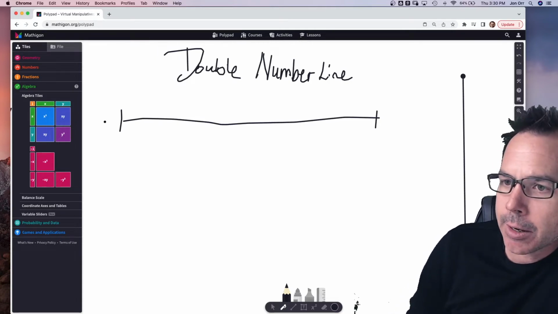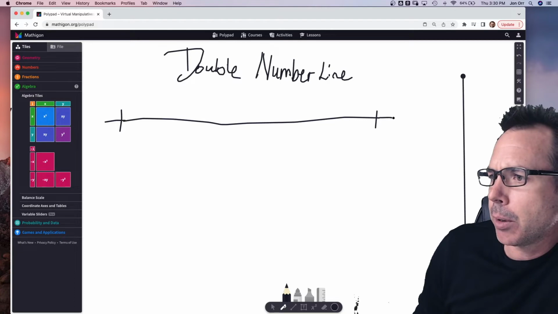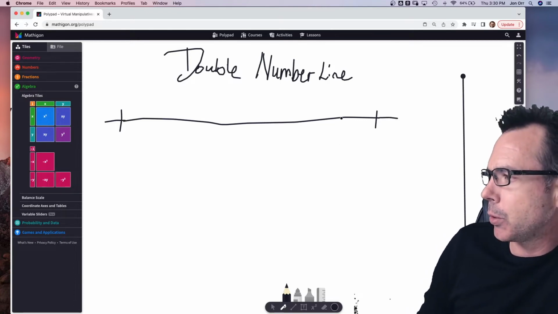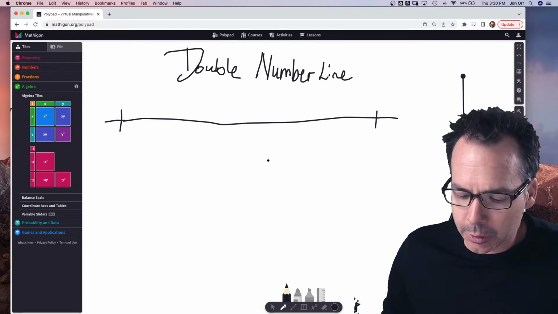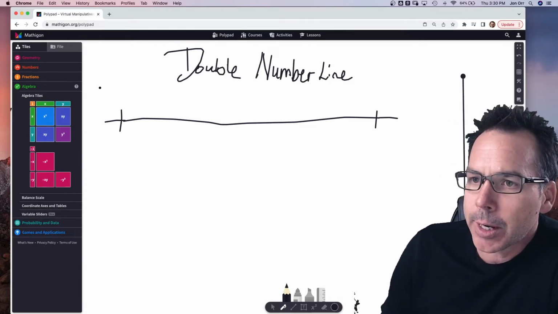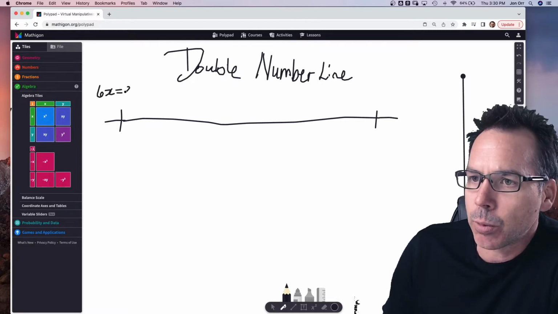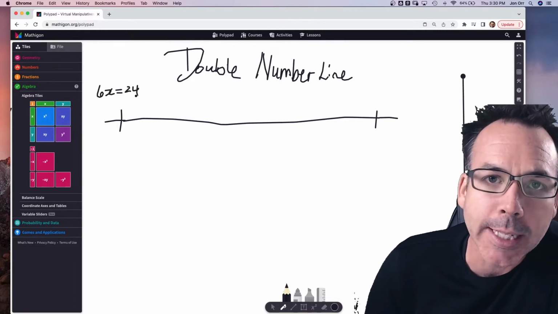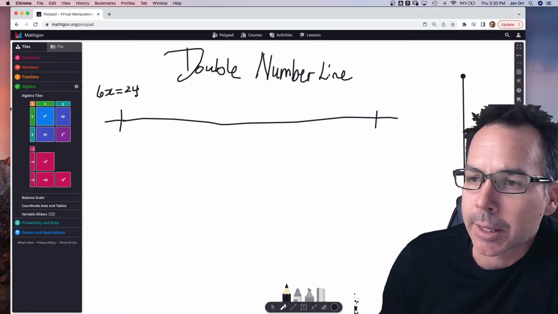I've got a number line here. Now that number line is going to stretch onwards both sides. I've got some tick marks here to give myself some moving room. Now I'm going to solve, let's solve 6x equals 24. Let that be the first one-step equation we're going to solve across all models.